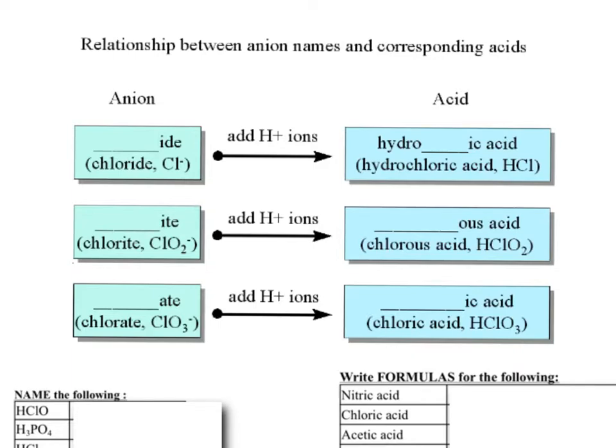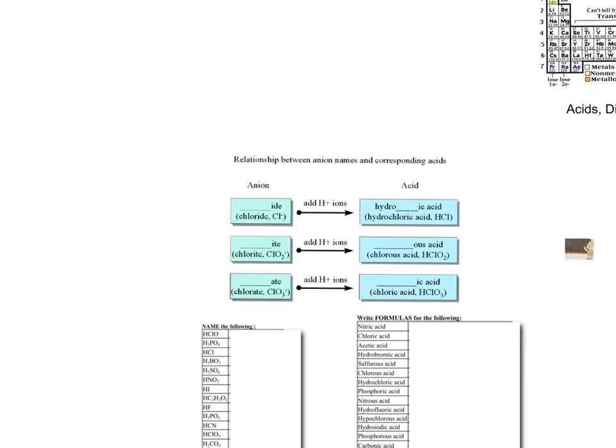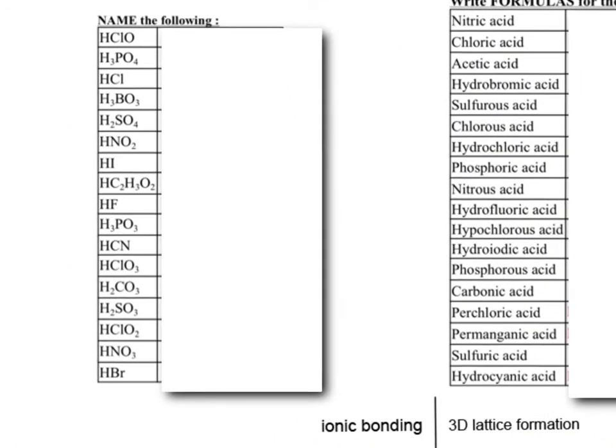Okay, so we can go back and forth. We can take the name and figure out the formula. We can have the formula and then figure out the name just using that set of rules. So let's go ahead and look at some examples that you have.